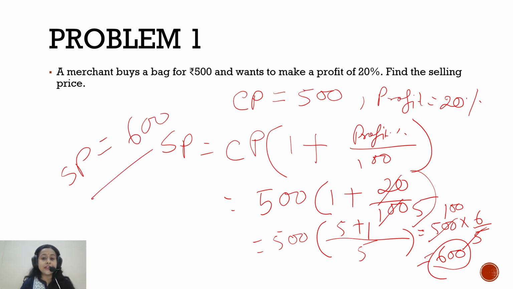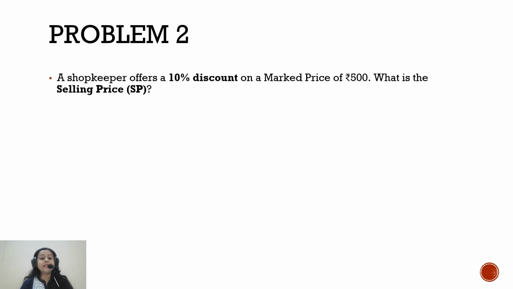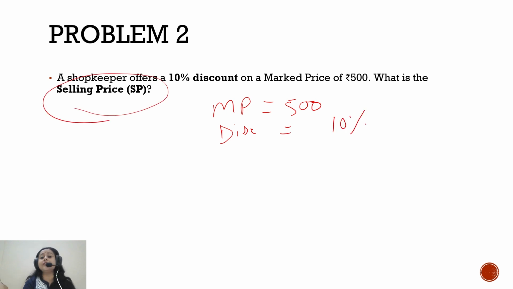So let us move to the next one. Using this very easy formula, when cost price and profit percentage are given, we can find the selling price. Next problem is on discount rate. A shopkeeper offers a 10% discount on a marked price. So, the marked price is given as 500. Discount percent is given, right? Discount percent is 10%. We have to find the selling price.